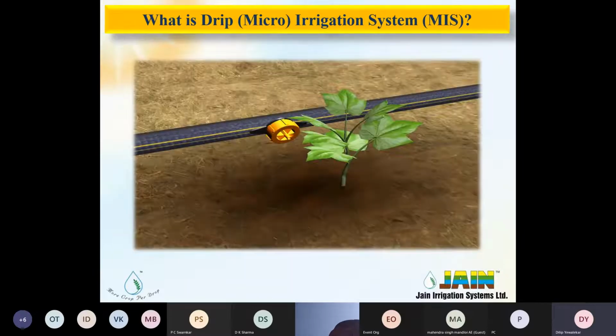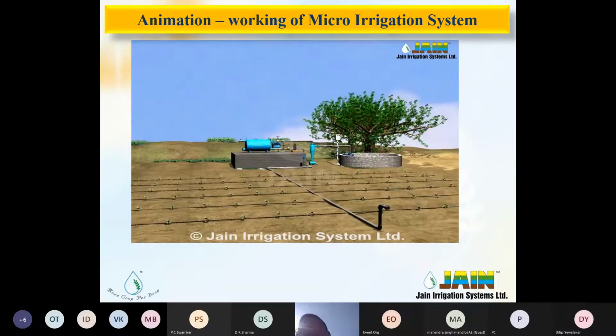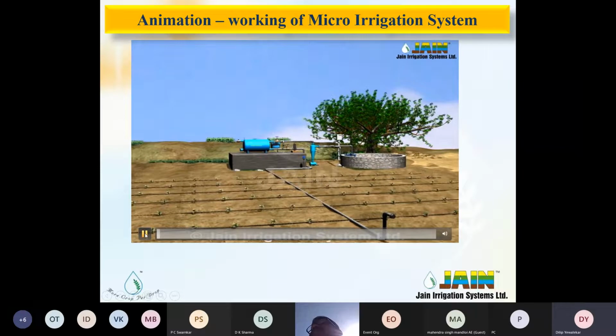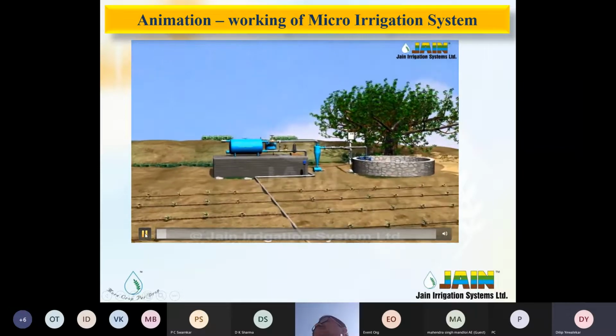If you look at drip irrigation, micro irrigation, what is it? It is a water supply system. We supply water to the plant, drop by drop, like a city water supply system for the community. It is for the plant. Now here I want to play one animated video of how the system looks.